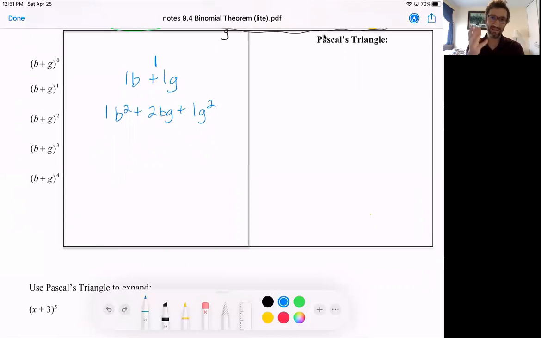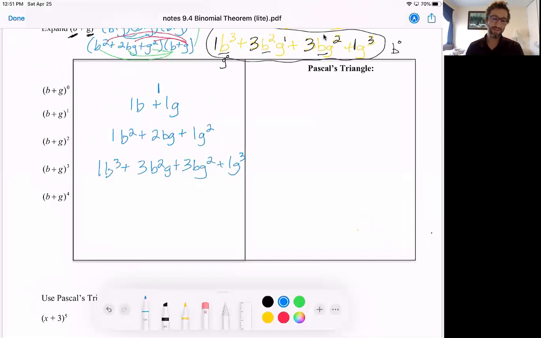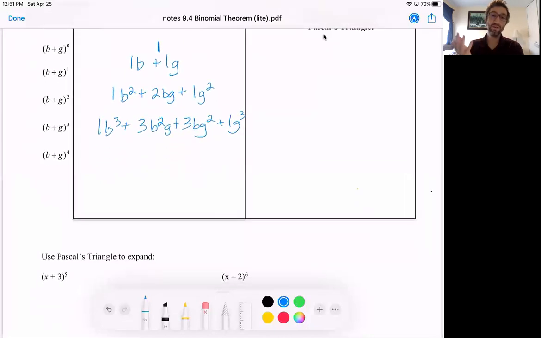This one is the one we did earlier at the start of the lesson. This one would be 1b cubed plus 3b squared g plus 3bg squared plus 1g cubed. Right? That's what we had up here. If you were to multiply everything out, that's what you get. Again, notice the b cubed, b squared, b, no b's. And then look at the g's. There's no g's, there's 1g, there's 2 g's, there's 3 g's. 3G network, 5G network, I don't know.